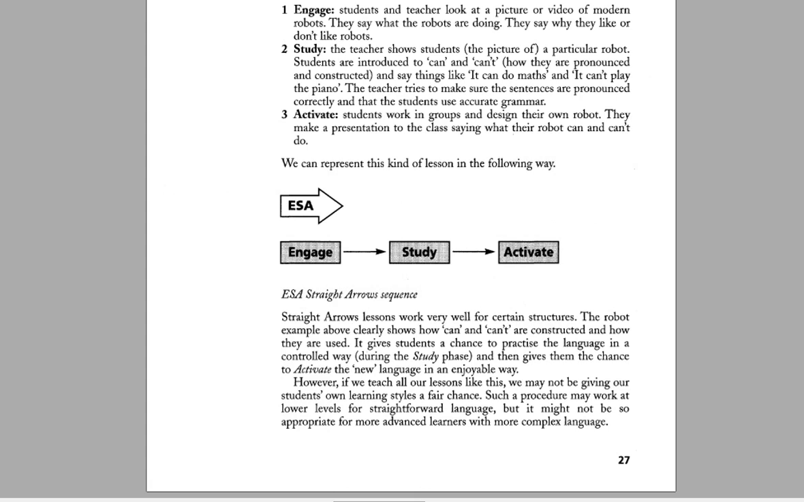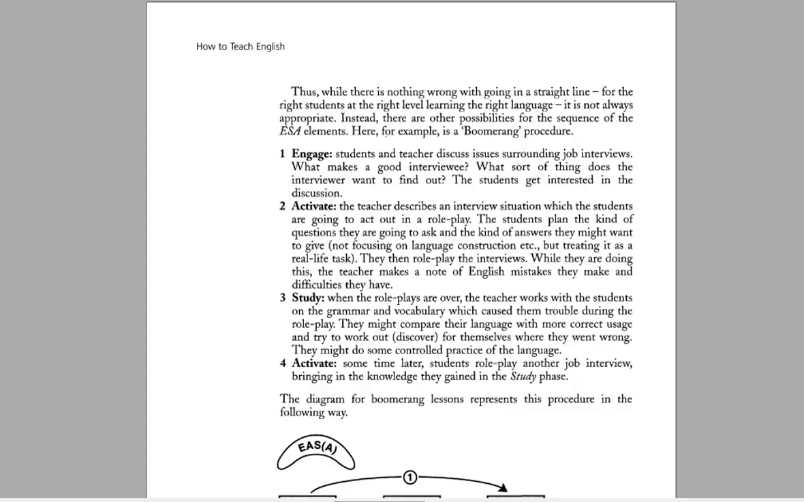We have engage, study, activate, straight arrows; such lessons work very well. These are the arrows that you have to memorize. We always need to remember that engage, study, activate looks like this. Bear this information in mind. And then we have another procedure, the boomerang. Boomerang is another way, against the straight way. Boomerang means I engage a student, then do the activities, then try to practice something, and then activate.